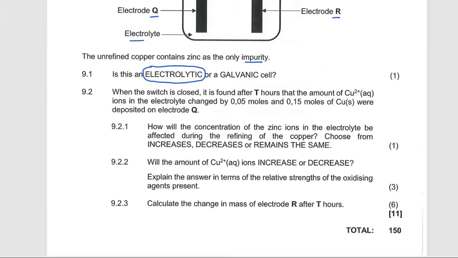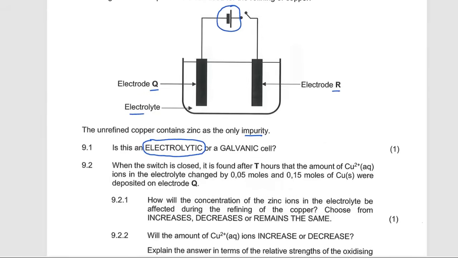Then 9.1 says, when the switch is closed, it is found after T hours that the amount of Cu2+ ions in the electrolyte changed by 0.05 moles and 0.01 moles of Cu were deposited on electrode Q. How will the concentration of the zinc ions in the electrolyte be affected during the refining of copper? Choose from increase, decrease, or remain the same.